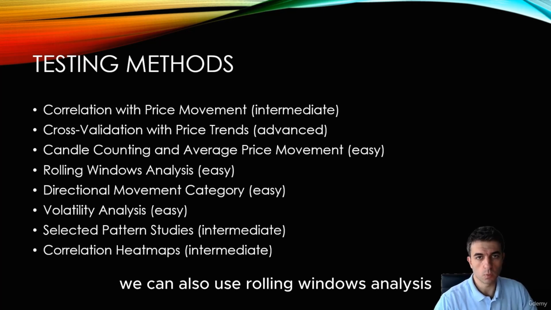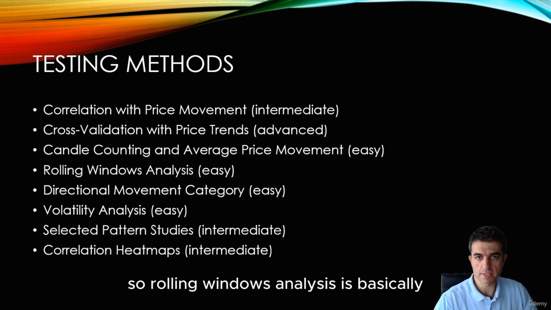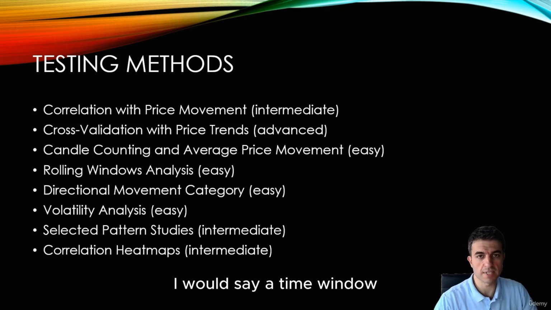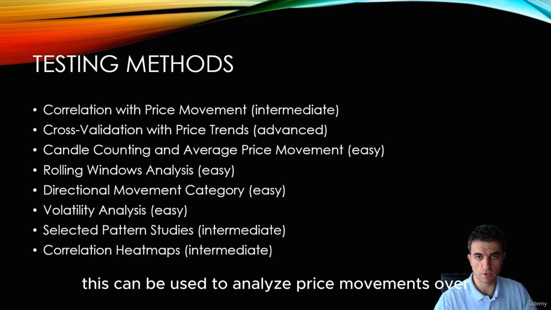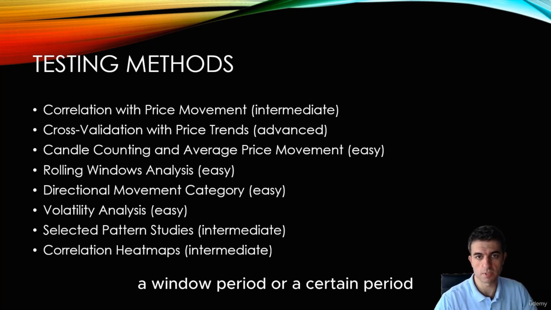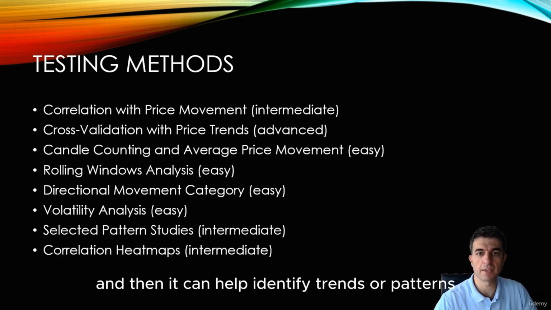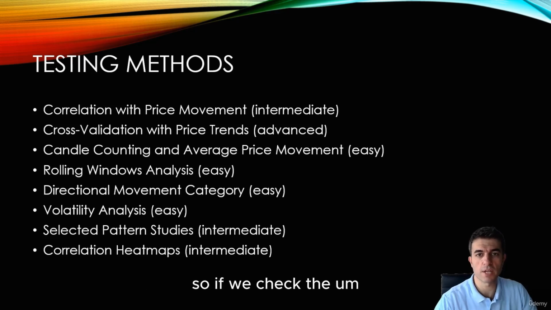We can also use rolling windows analysis. Rolling windows analysis is basically a technique used in time series analysis, which involves creating a window of a certain size, or I would say a time window, a slice of the data that moves along the data series. This can be used to analyze price movements over a certain period, such as the last 10 days, for example, and then it can help identify trends or patterns. So if we check the trend in the last 10 days, the slope of the moving averages, for example, we find it's a positive slope.